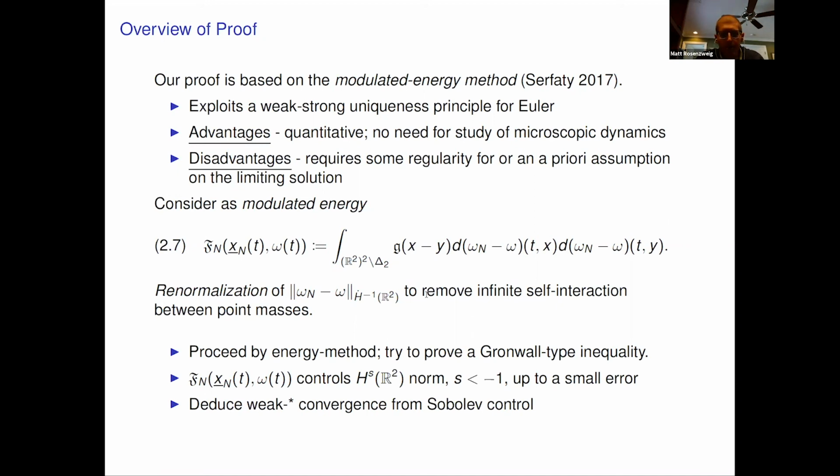The method proceeds by the energy method. You want to try to prove a Gronwall type inequality for the modulated energy. And why is this modulated energy useful? Well, it in fact controls the H^-s norm for any s less than -1, up to some small additive error which vanishes as n goes to infinity. And once you have this control on the H^s norm, you can deduce weak star convergence by standard arguments.